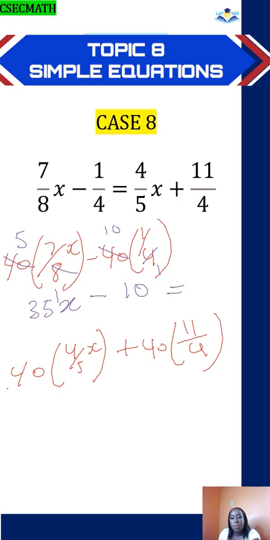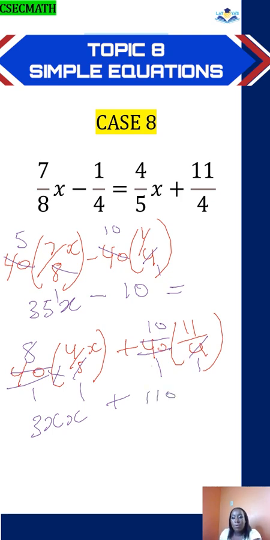Remember, you can write it as a fraction so that you can see what I'm doing better. 5 into 5, 1. 5 into 40 is 8. 8 fours are 32, so I'm getting 32x plus 4 into 4, 1. 4 into 40 is 10, and 10 by 11 is going to give us 110. So I'm going to write it back as one equation so we can see it. So here we have 35x minus 10 is equal to 32x plus 110.